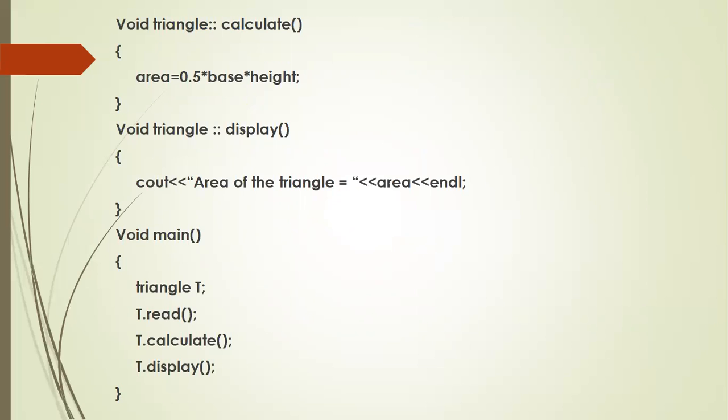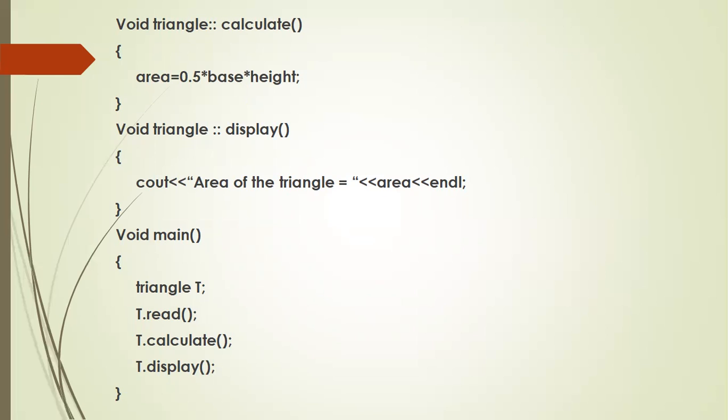Second function. Return type is void. The class to which the calculate function belongs is triangle. Scope resolution, then the function name calculate. The purpose of the calculate function is to calculate the area of the triangle. Therefore, area equals half into base into height. Half means 0.5 into base into height. Close the second function. Then we start the third function.